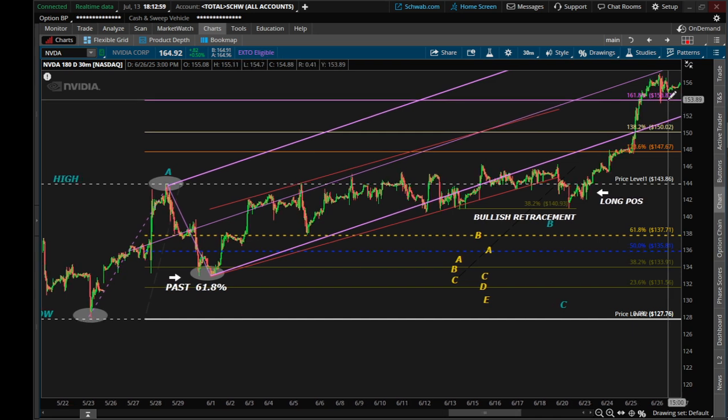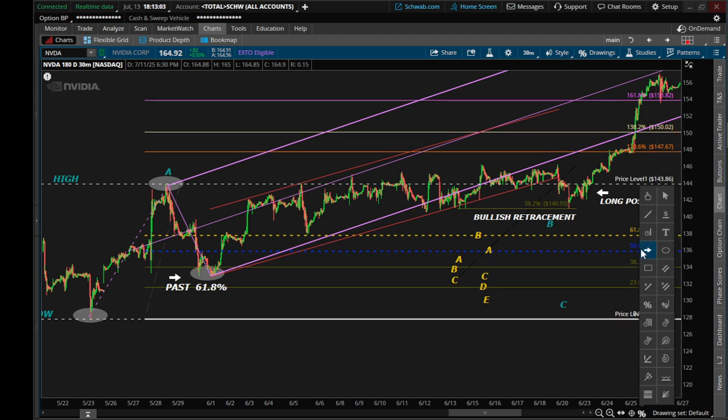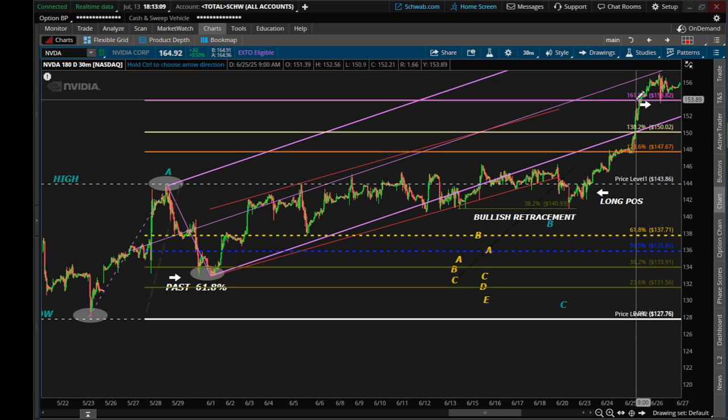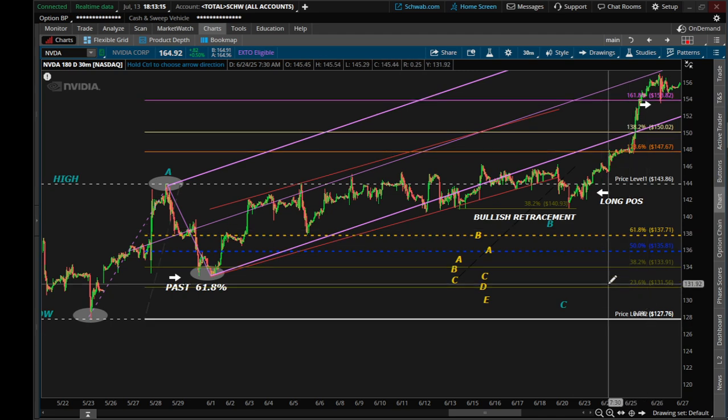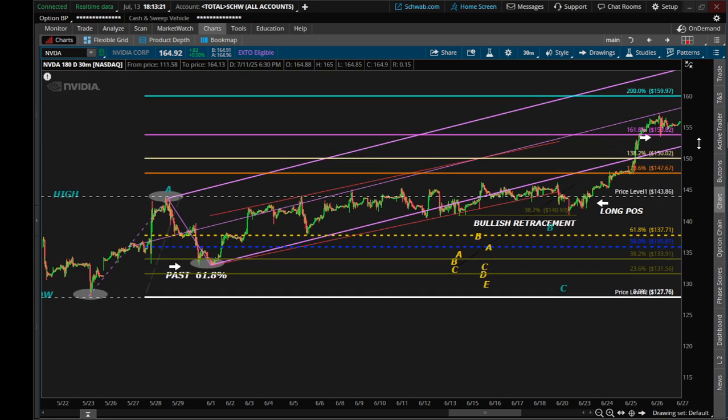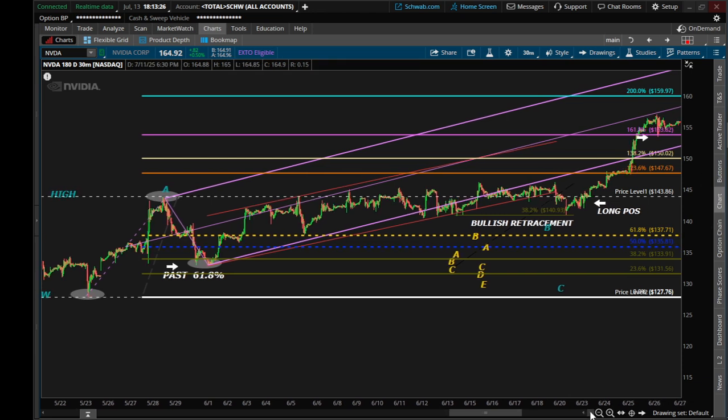Now, I'm going to put an arrow here real quick. This is significant. This pullback here at the 161.8, now we've used this fib as a support. So this might send us to the 200 fib. Okay, let's see what happens.